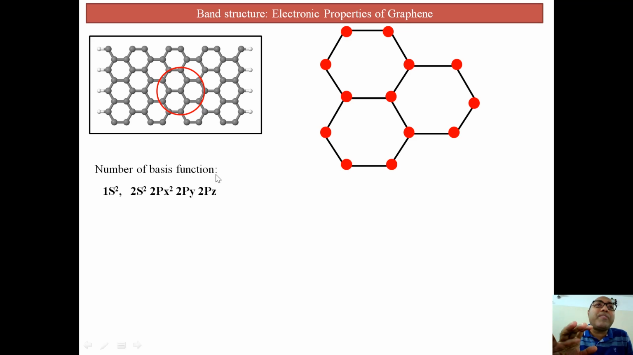How to find out the basis functions? Carbon, the atomic number is 6. So how can you write it? 1s2, 2s2, and here 2px, 2py, 2pz. So total 6: 1, 2, 3, 4, 5, 6.